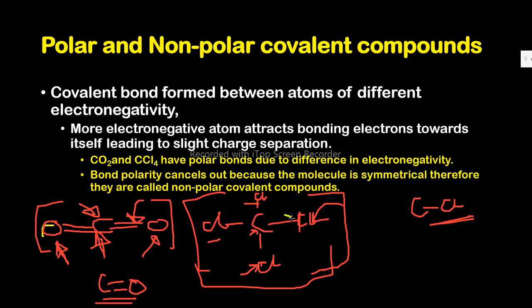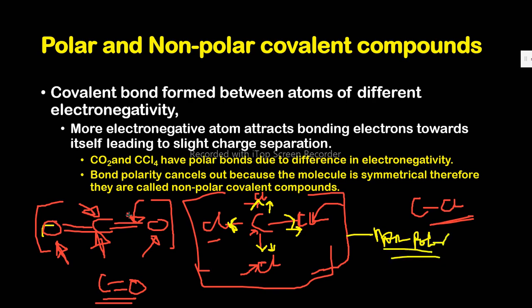If this chloride atom pulls electrons towards this side, and this one pulls towards this side, and this one pulls towards this side, and this one also pulls towards that side, the effect of this is going to be cancelled by this chloride atom. The effect of this is also going to be cancelled by this chloride atom, such that now the overall molecule is going to appear non-polar. Okay?